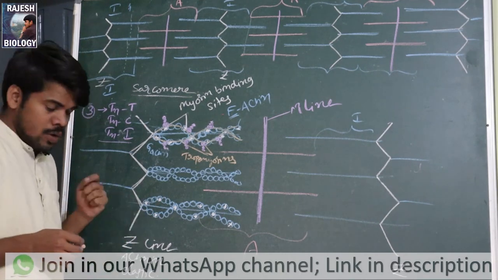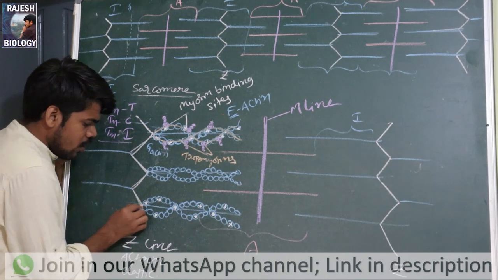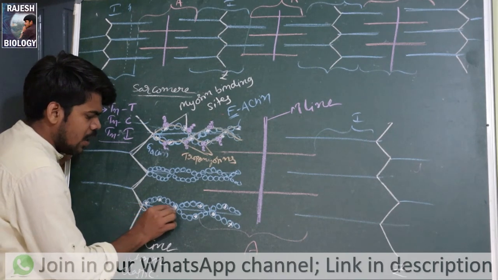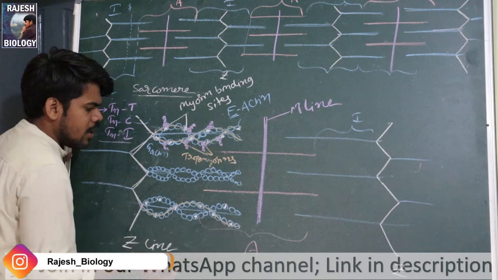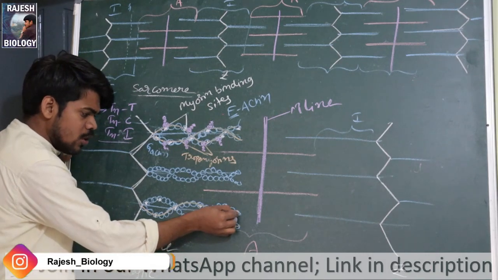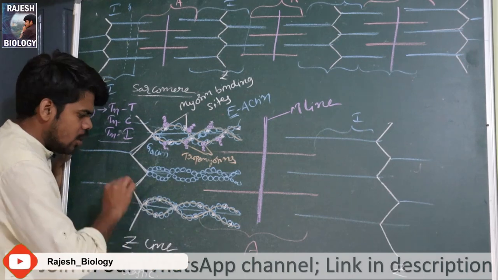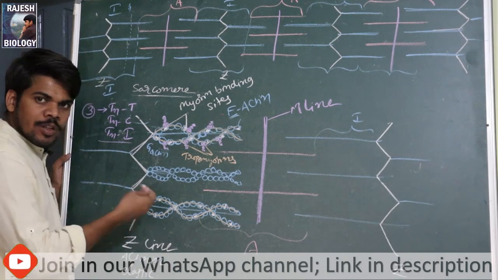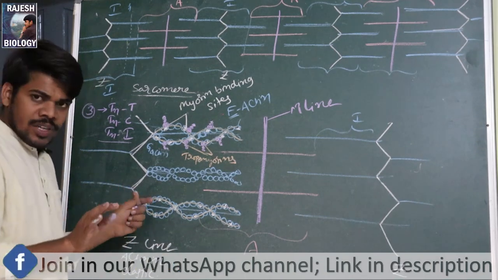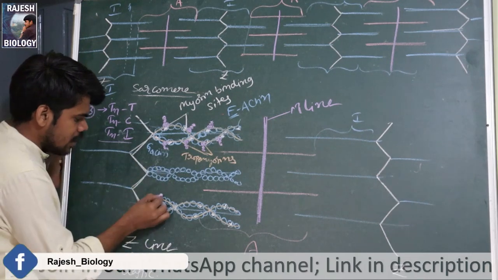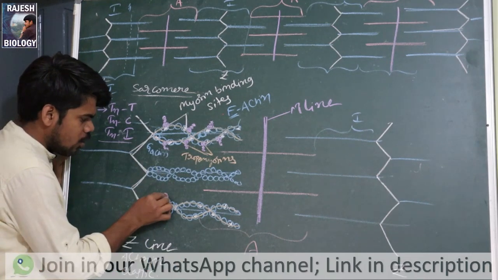Are they exposed? No, they are covered. Covered by what? They are covered by another protein, which also runs parallel to the actin, that means a double helical structure, that is tropomyosin. Tropomyosin covers that. Is it sufficient? No, there is one more protein, that is troponin.